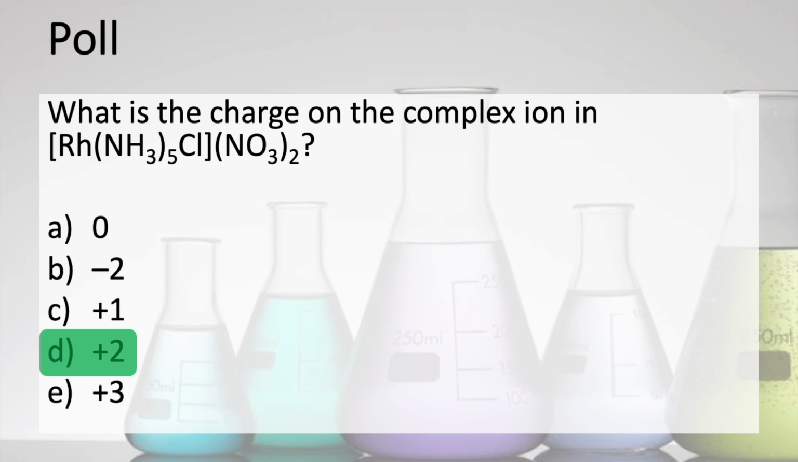The correct answer here is 2, because I have 2 nitrates. Nitrate has a -1 charge, so my complex ion must have a +2 charge. Okay.